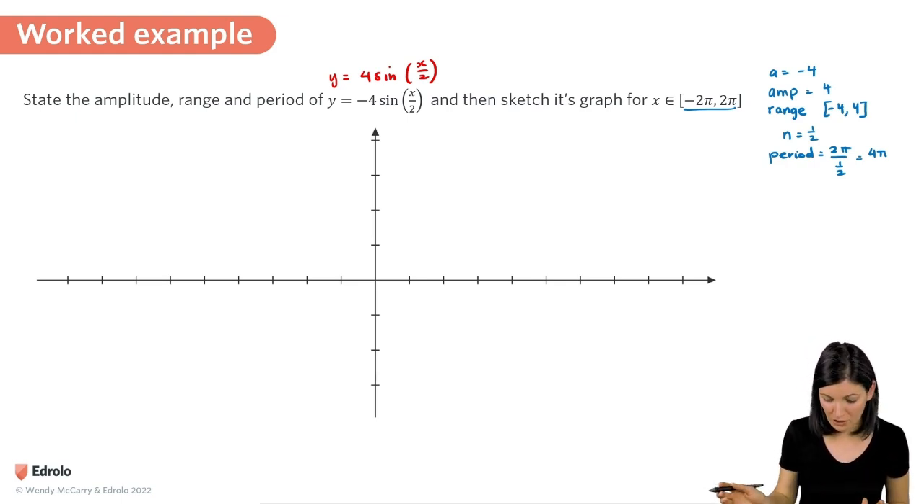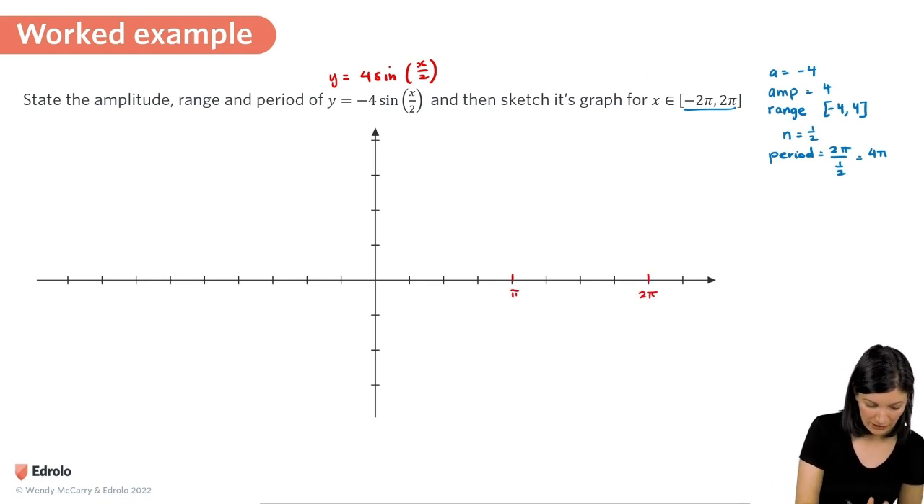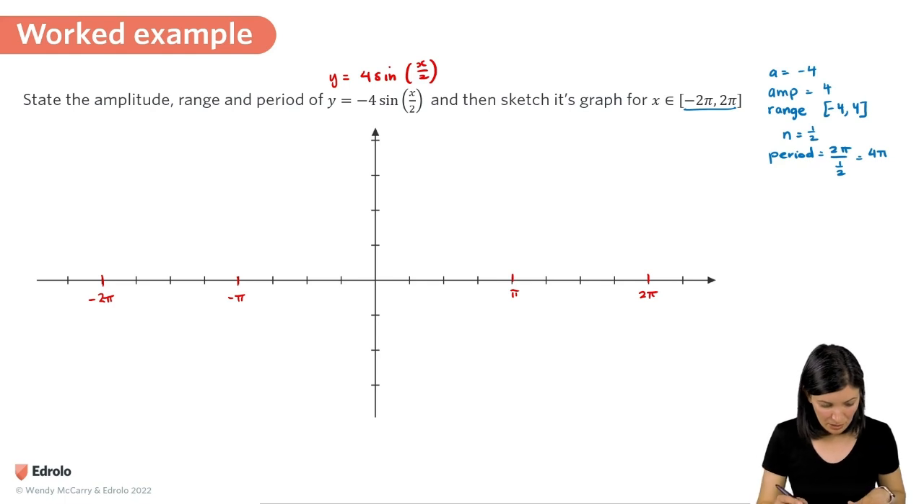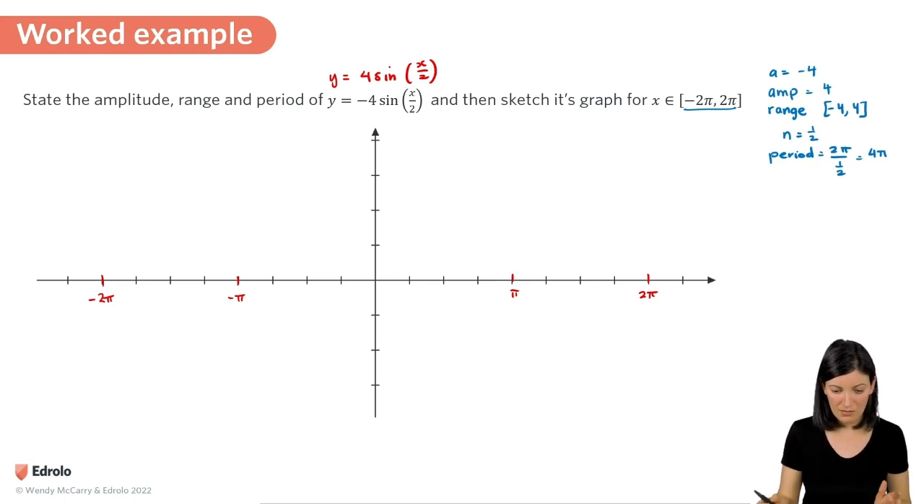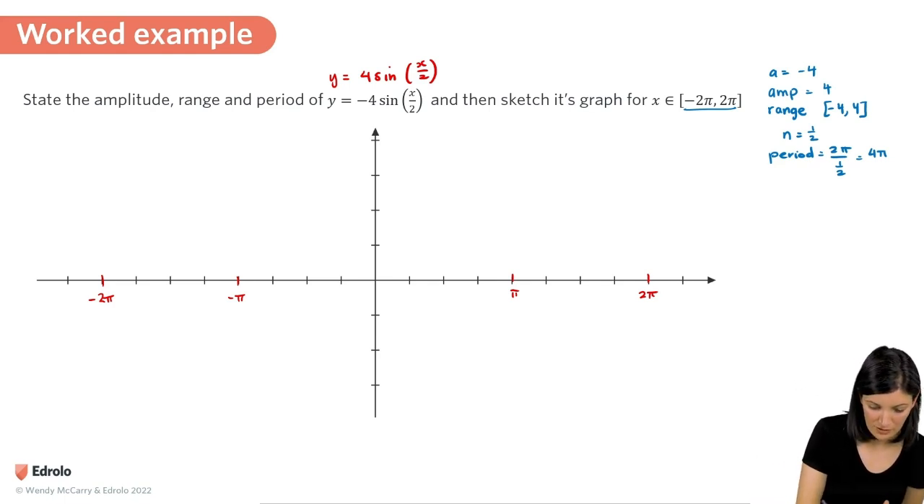All right, let's take a look at my axes here. I need to go from -2 pi to 2 pi. So we'll go maybe pi here to 2 pi. And then I'll reflect that on the other side, -pi to -2 pi. And my range is going between -4 and 4. So I'll just make this 4 and -4.